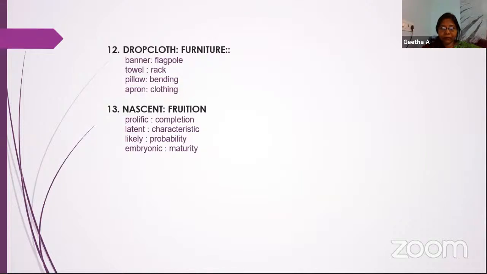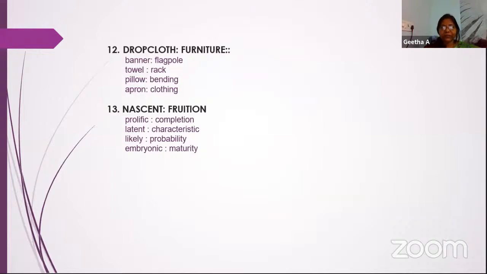Apron. Okay. Towel, rack, pillow, bending, apron, clothing. So banner, flagpole, okay. Some of you say it is apron, clothing. Most of you say it's apron, clothing. Okay, fine. Shamina has answered as 4. Okay, very nice. I hope all of you are in this. Okay, we will move on to the 13th one, nascent and fruition.